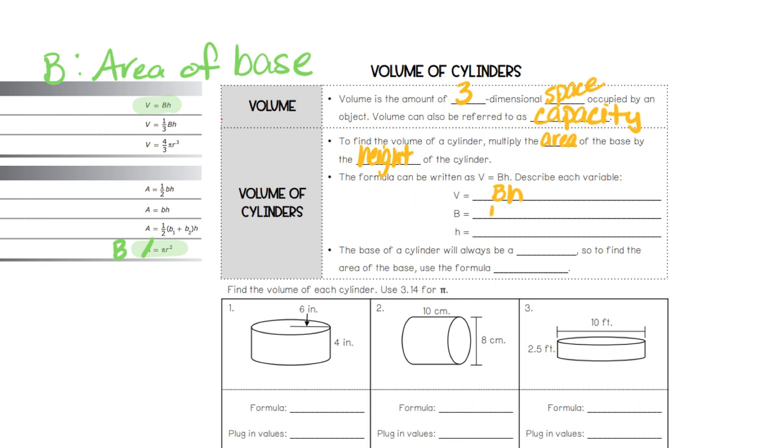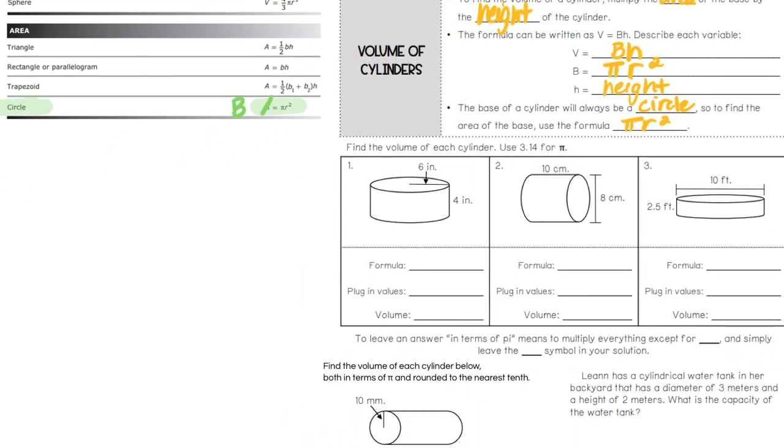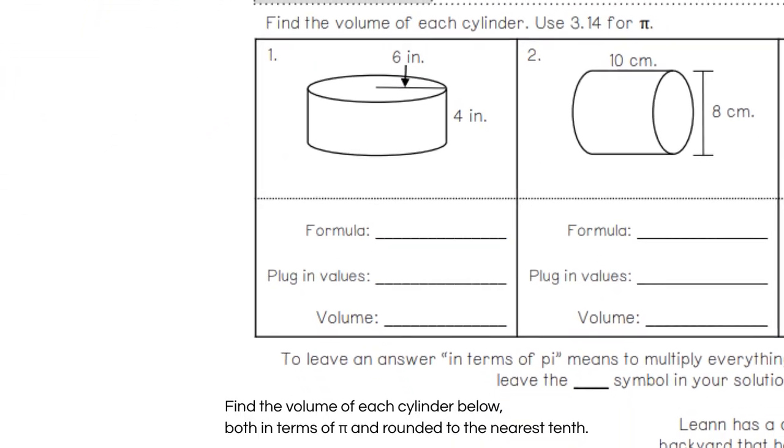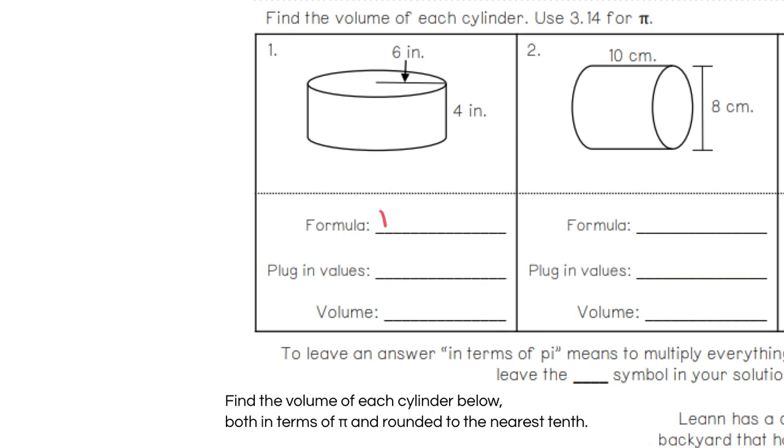But of course, area of the base is going to be pi times radius squared. And the height is whatever that is, right? So the base of the cylinder will always be a circle. So to find the area of a circle, again, you use that formula, pi r squared. So let's get to it. If we're going to find the volume of a cylinder, we're going to use 3.14 for pi. So our formula is volume equals area of the base times height. But of course, our area of the base, we really need pi times radius squared.